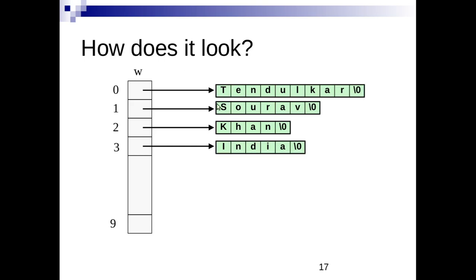Similarly, the next string is Saurav. You allocate 7 bytes. That is just sufficient to store Saurav and the terminal null. And then you copy Saurav into it and then make W[1] point to it. So all these character arrays are of different lengths because these words are of different lengths. But this array W is of a fixed length because it's not a dynamic array. It's length 10.